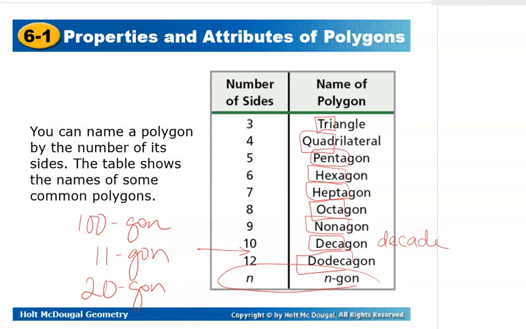So recognize these root words, a little bit of English here, but like octagon, you should know octa means 8. You think of an octopus has 8 legs. A pentagon is kind of like a house, a penthouse. So just think of those root words and you'll get it.